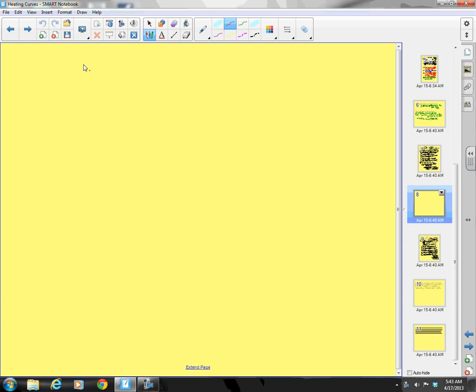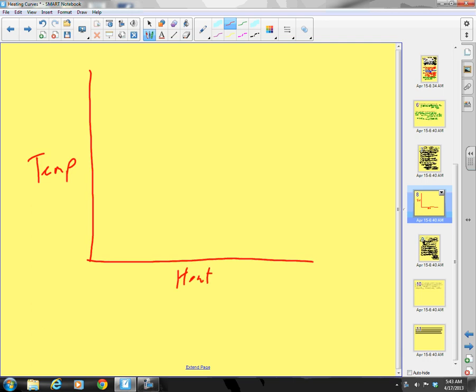We're talking about heating curves, right? And a heating curve shows what? It shows temperature change versus heat added, and we look at what happens to the substance as heat is added. Let's say we start down here. Usually we'll start with a solid phase. And then once I reach a certain point, this is going to be the melting point, freezing point.